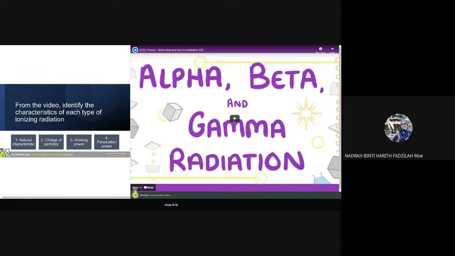ionizing radiation. So tadi tu kita tengok secara umum different types of radiation, but this video discusses specifically several characteristics of ionizing radiation. The four characteristics are the natural characteristic, maknanya nanti bila ada formation of alpha ray misalnya, what are the number of protons and number of neutrons released because of the formation of alpha ray, beta ray atau gamma radiation.